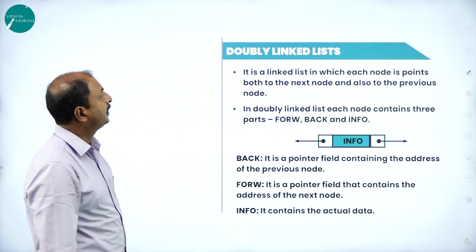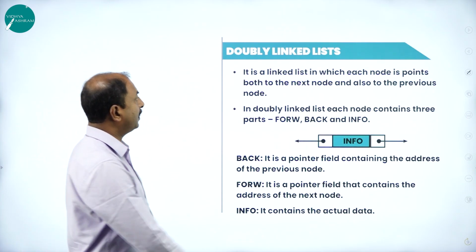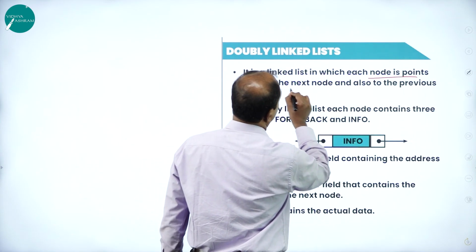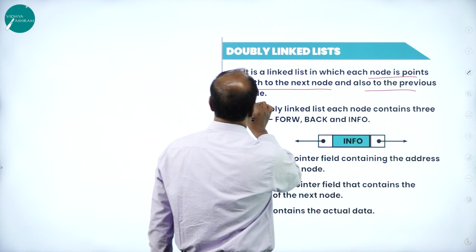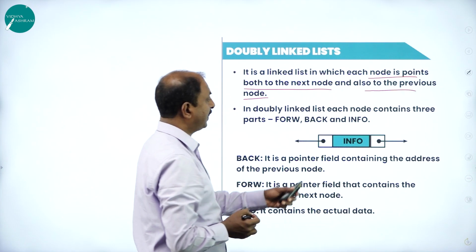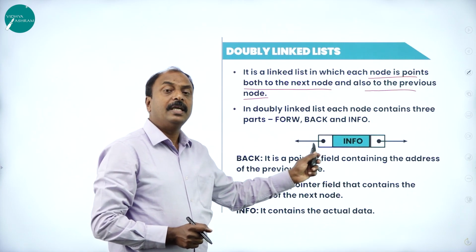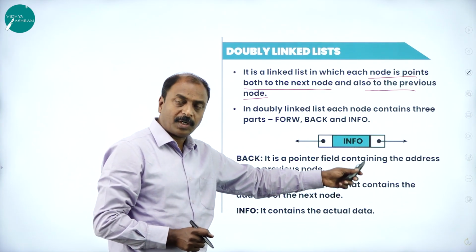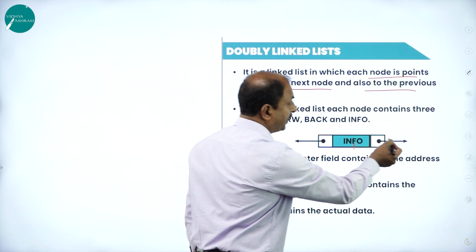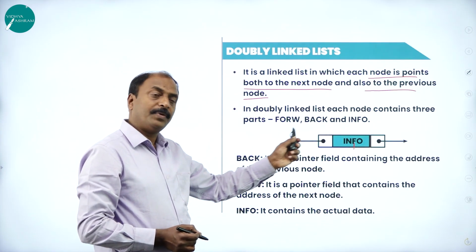In the next slide, doubly linked list. So what is a doubly linked list? It is a linked list in which each node points both to the next node as well as to the previous node. So look at the example here. This is the node. In this example, there are 3 parts. In this type of doubly linked list, each node will have 3 fields or 3 parts. One is the information or data, the first one contains the address of the next node, and this contains the address of the previous node.